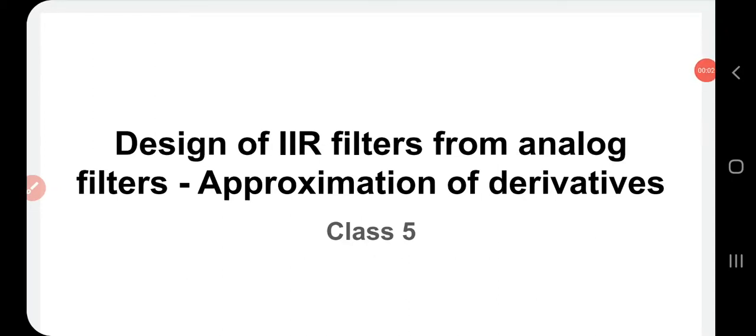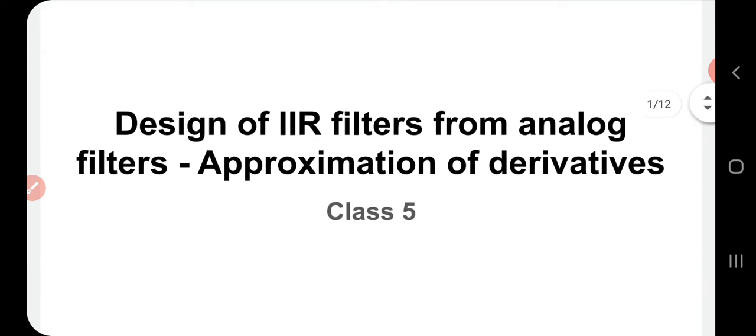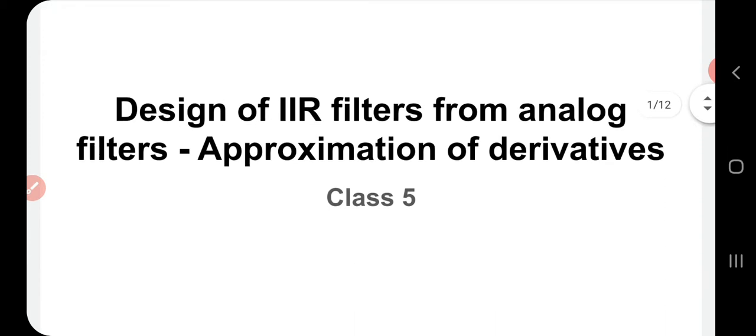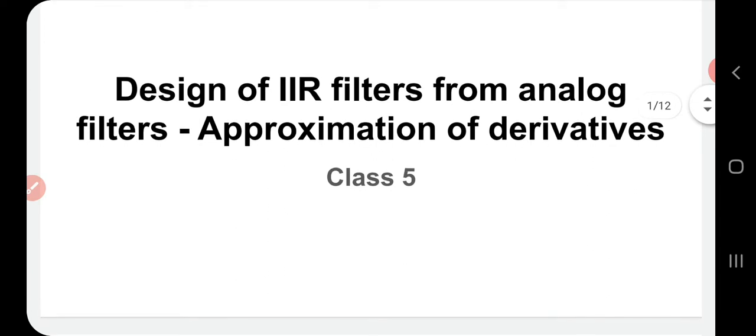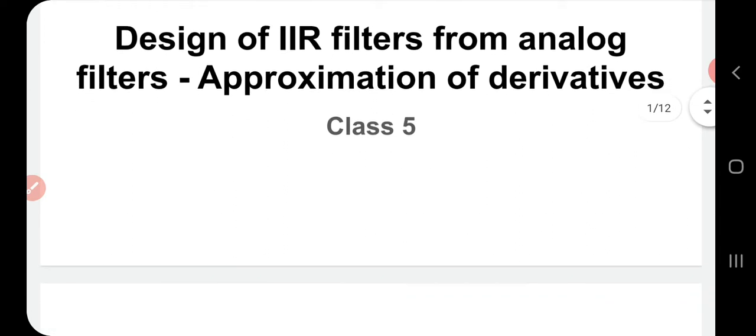Good morning. Now, this is the next session of our chapter that is in your syllabus. It is given by the title Design of IIR Filters from Analog Filters. Combined to that, there is also a heading called Approximation of Derivatives. So that is class 5, Design of IIR Filters from Analog Filters, of which we are going to learn about the Approximation of Derivatives technique.